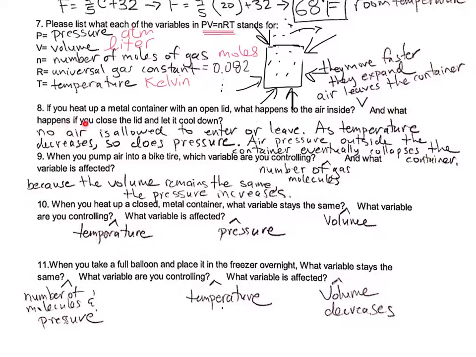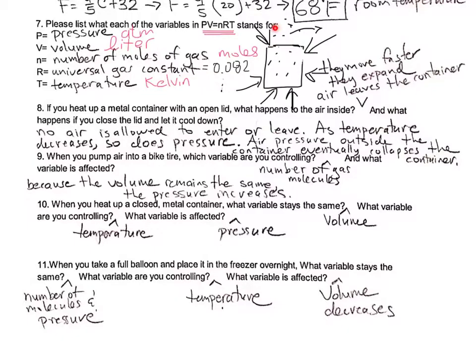So what happens if you close the lid and let it cool down? No air is allowed to enter or leave because it's closed. As the temperature decreases, so does the pressure. So we have fewer air molecules inside. Temperature decreases, pressure decreases, and the air pressure outside the container eventually collapses the container. As I tried to demonstrate and failed miserably, but we saw a couple videos that were kind of cool, and people actually succeeded in that demonstration.